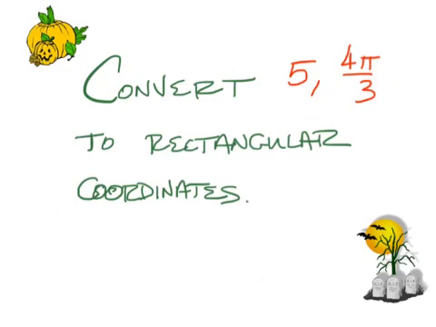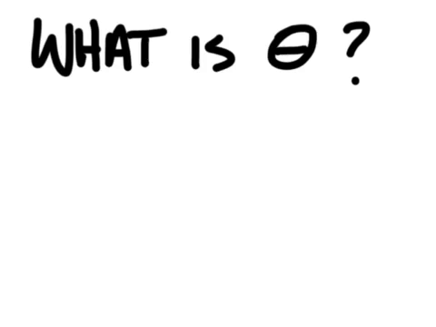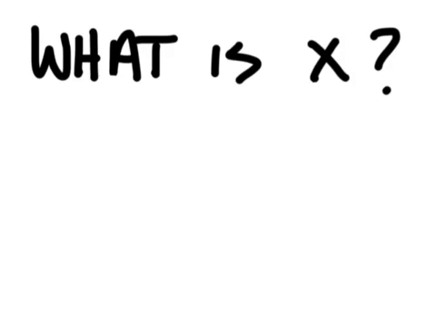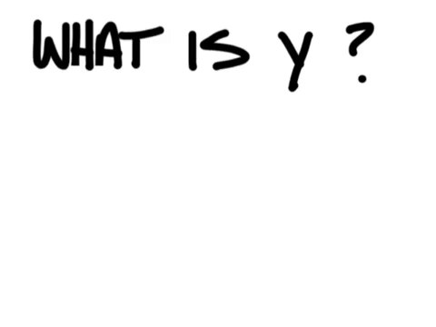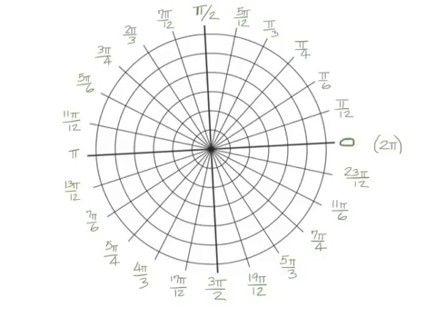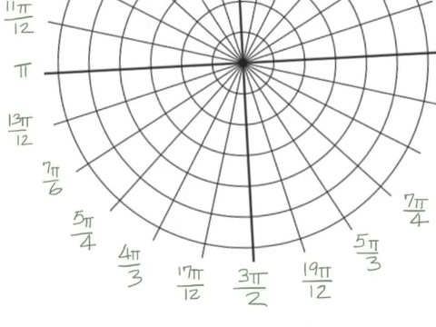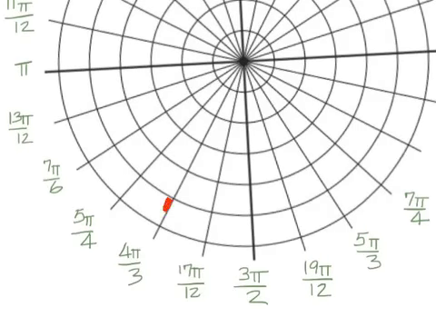Practice problem number 4. Convert 5 and 4 pi over 3 to rectangular coordinates. First up, we need theta. What is the value of x? What is the value for y? To find theta, we must first graph this out. 4 pi over 3 is down here at the bottom. So 4 pi over 3 goes back like this. And the point is 5, which is right there.